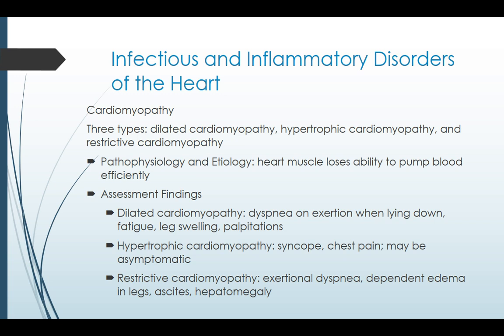Pathophysiology: the heart muscle loses the ability to pump blood effectively. Dilated cardiomyopathy presents with dyspnea on exertion and when lying down, fatigue, leg swelling, and palpitations. Hypertrophic cardiomyopathy leads to syncope and chest pain, and may be asymptomatic. They don't even know they have it. And then restrictive cardiomyopathy presents with exertional dyspnea, dependent edema in the legs, ascites, and hepatomegaly.